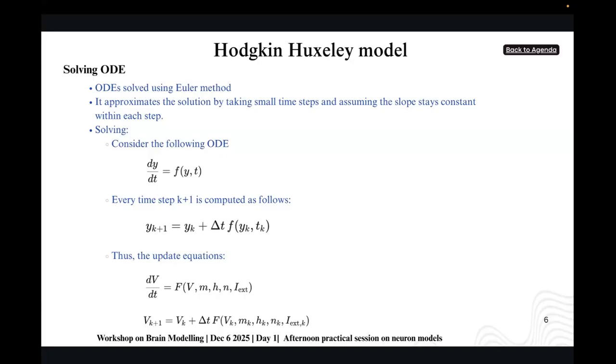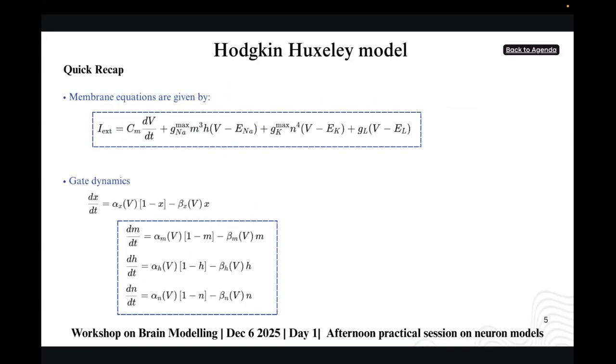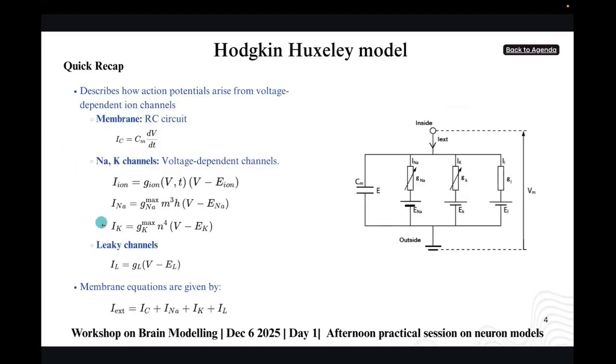I just wanted to ask, in the previous equation, you were showing those gates M, N, and H. Why were M and H in sodium and why only N in potassium? Why were all three gates not together in that equation? Here you mean sodium channels? So sodium channels have their opening and closing gate.